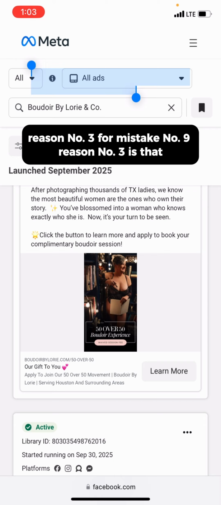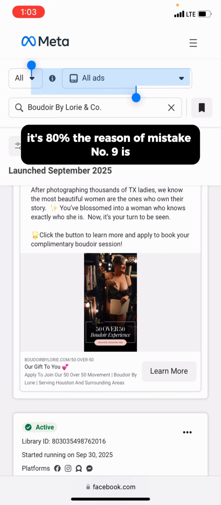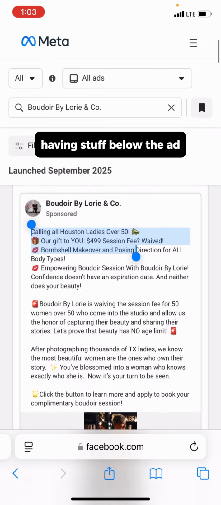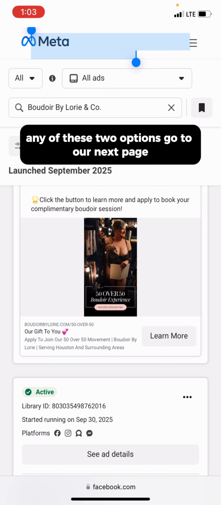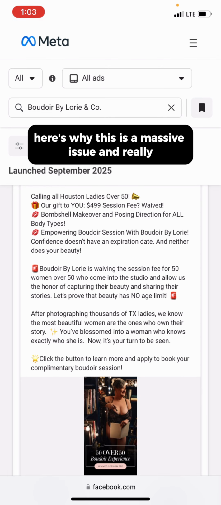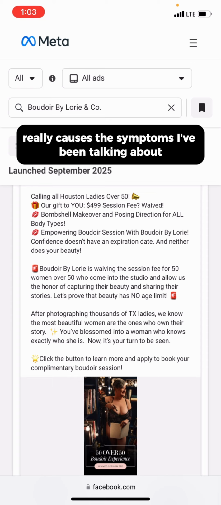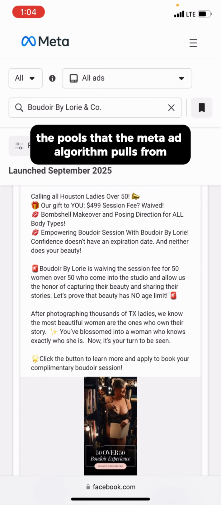Now, reason number 3 for mistake number 9, it's 80% of the reason: having stuff below the ad enables women scrolling to click anywhere down here, any of these 2 options, and go to our next page before they click see more and become pre-qualified. Here's why this is a massive issue and really causes the symptoms I've been talking about: same ad spend, worse results over time, got to refresh creative, aka ads burning out.